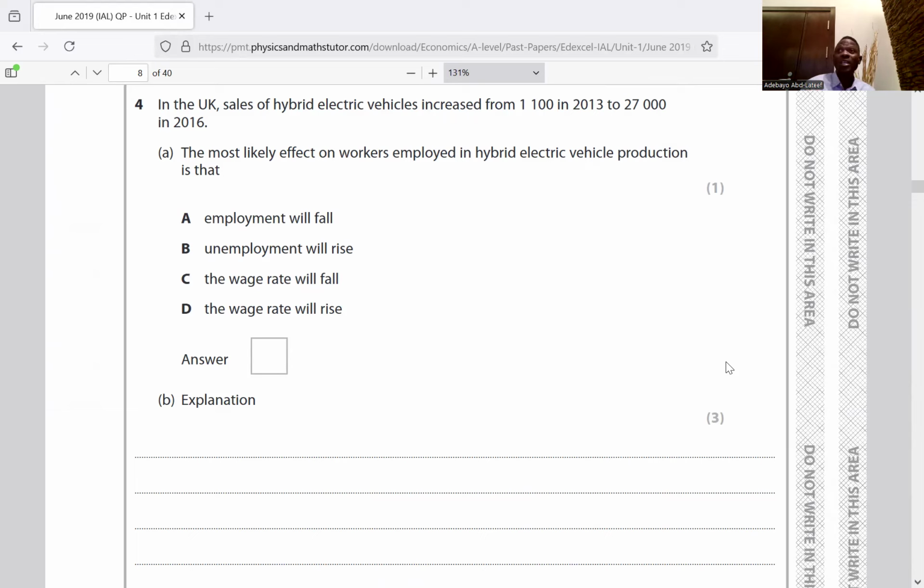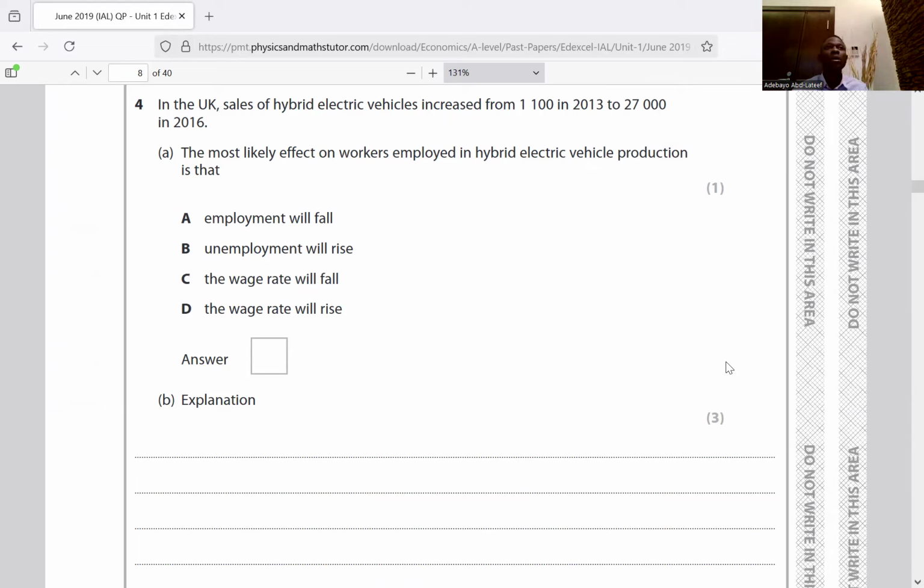If there's a fall in the demand for hybrid electric cars, that could bring about a fall in employment. So it is not A. Unemployment will rise. Unemployment is not going to rise, because employment falling would bring about unemployment rising. So A and B are almost the same. So it is not A and B. Do you get the point here?